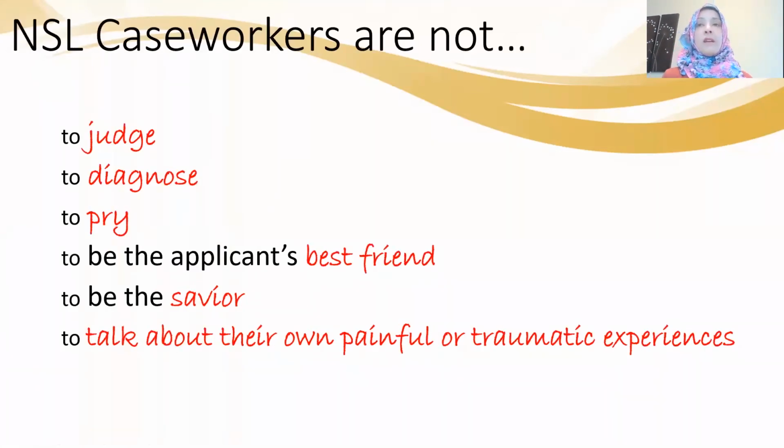So before considering the role of the NSL caseworker in more depth, let's take a look at some of the things to avoid. Let's think about what caseworkers are not. It's natural to judge, it's human nature, but one thing we should be aware of is that we are judging, and to try and establish what our judgment is based upon. Is it on knowledge or on bias?